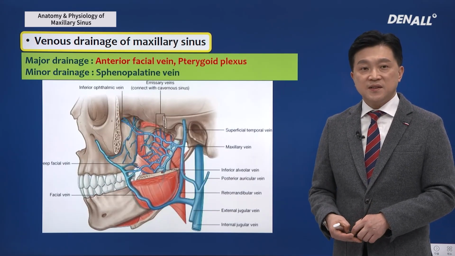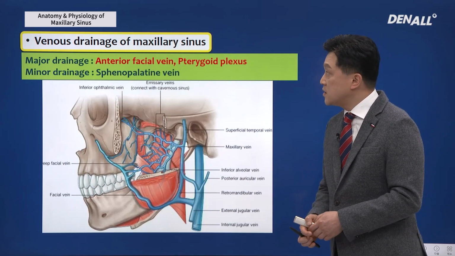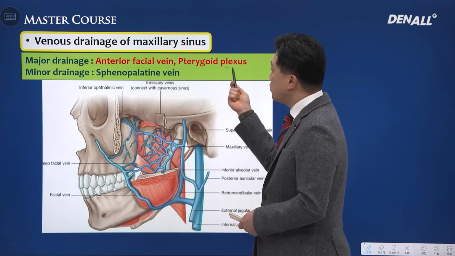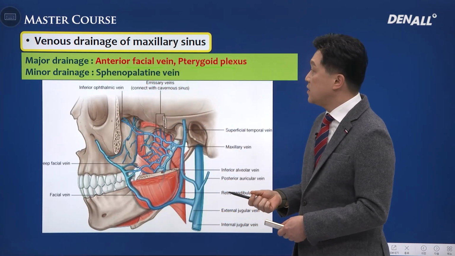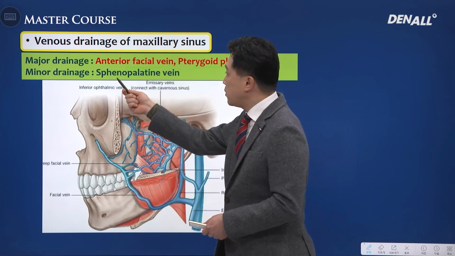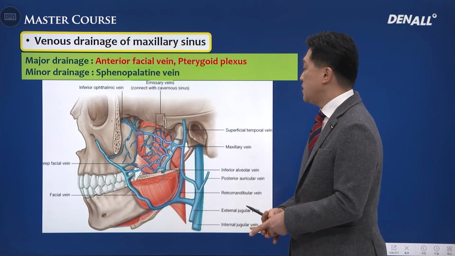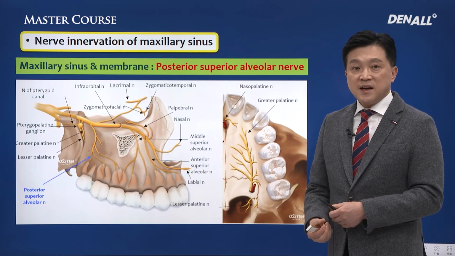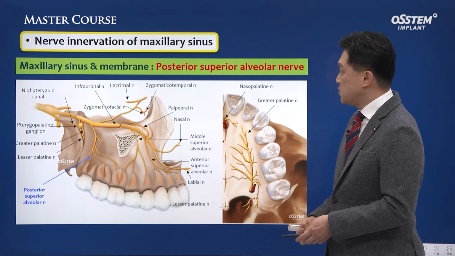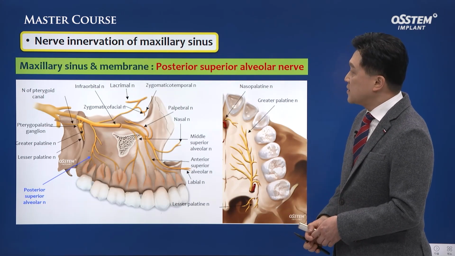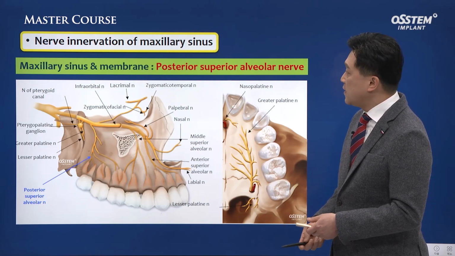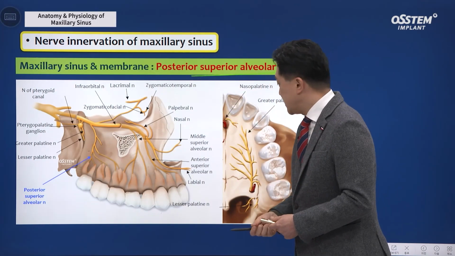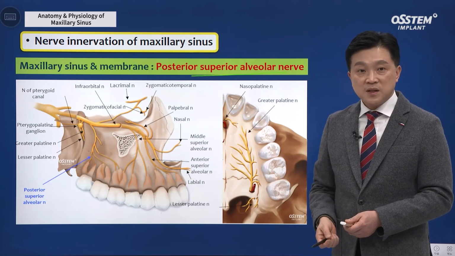Next is venous drainage of the maxillary sinus. Major drainage includes the anterior facial vein and pterygoid plexus, and minor drainage includes the sphenopalatine vein. Now let's look at nerve innervation of the maxillary sinus. As we all know, the sinus membrane and maxillary sinus nerve innervation is dominated by the posterior superior alveolar nerve.